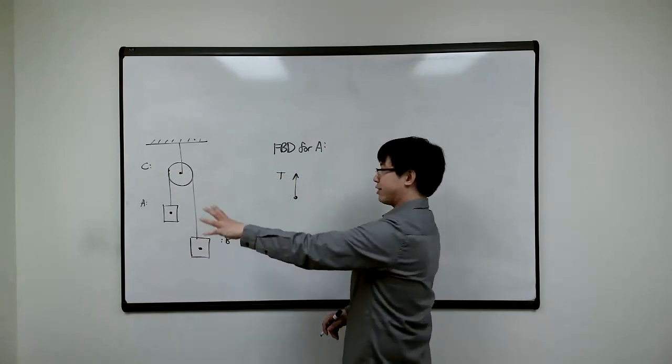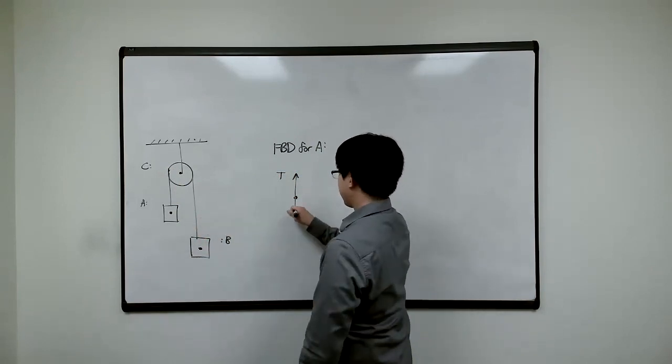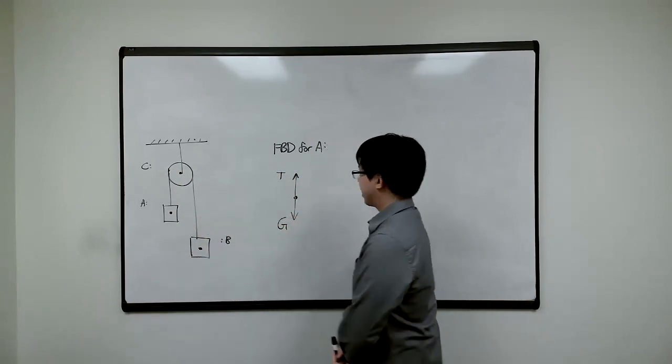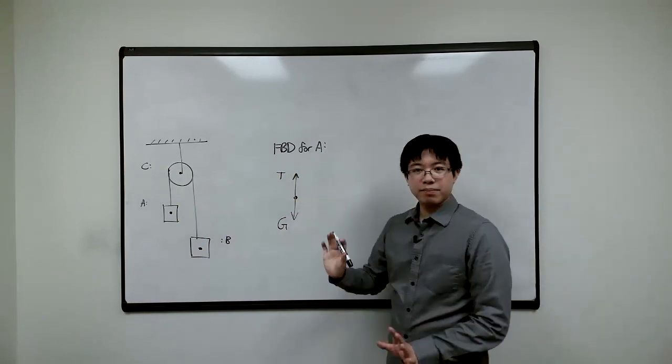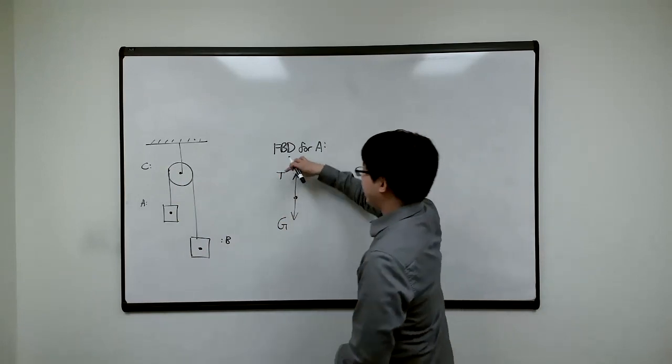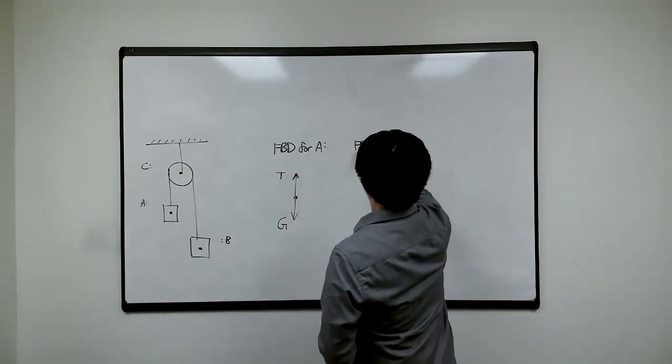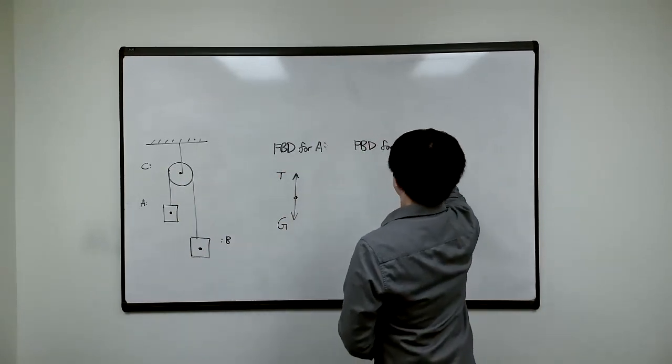So we're ignoring air resistance and everything. What else? There's gravity. So that's it. That's the free body diagram for A. If you're really uncomfortable, you can draw a box, but that is all you need. And now let's do the free body diagram for B.